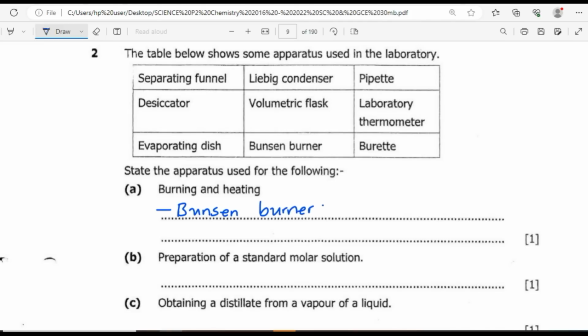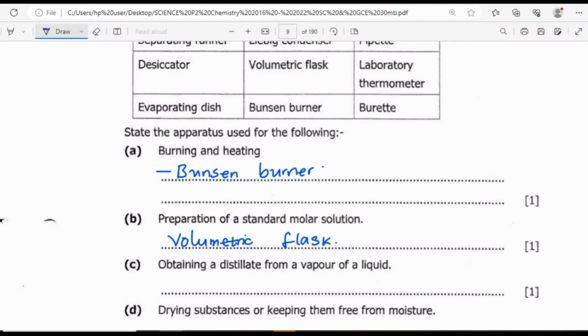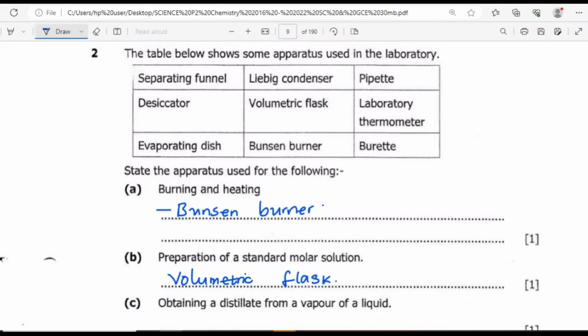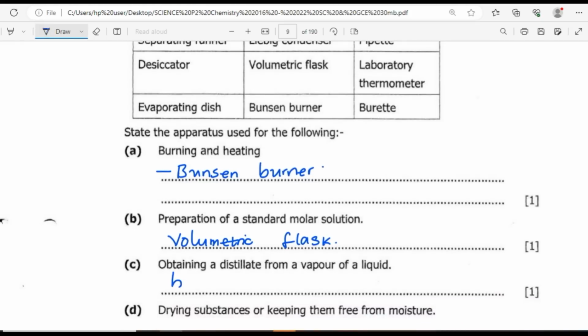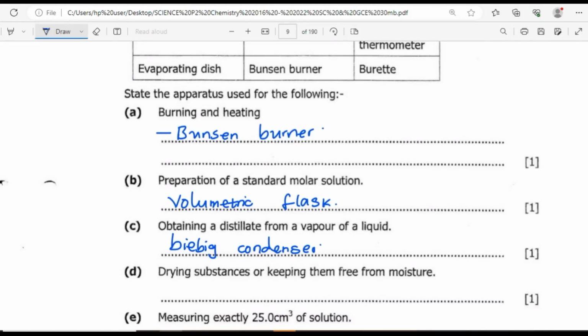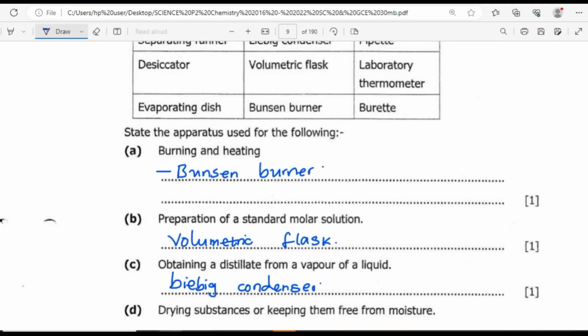Then B, preparation of a standard molar solution. We have the volumetric flask. Then C, obtaining a distillate from a vapor of a liquid. This is the same as changing a substance from its vapor or gaseous state into a liquid. This has to do with the Liebig condenser, because the function of a condenser is to change a vapor back into a liquid. Then D, drying a substance or keeping it free from moisture. That is a desiccator.